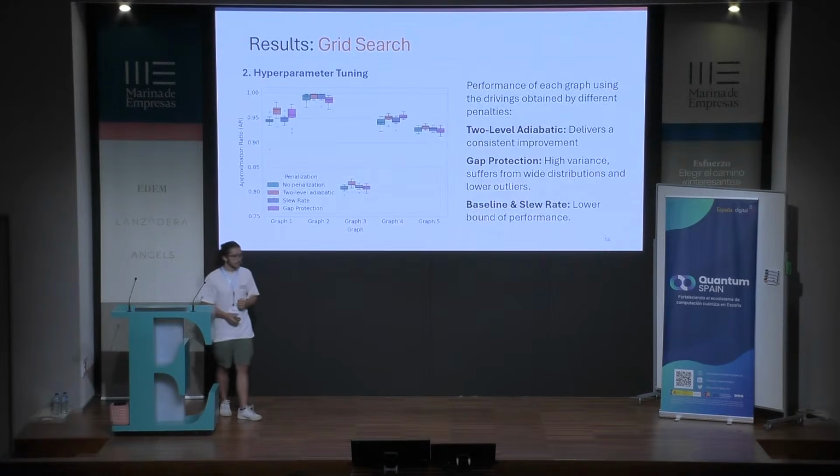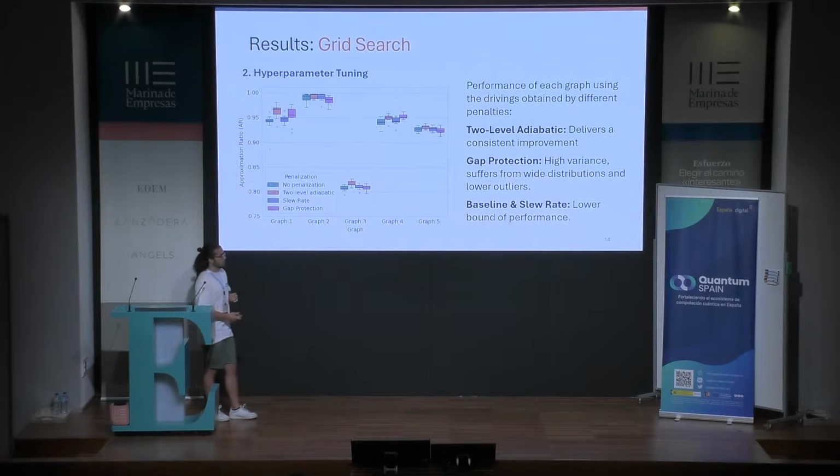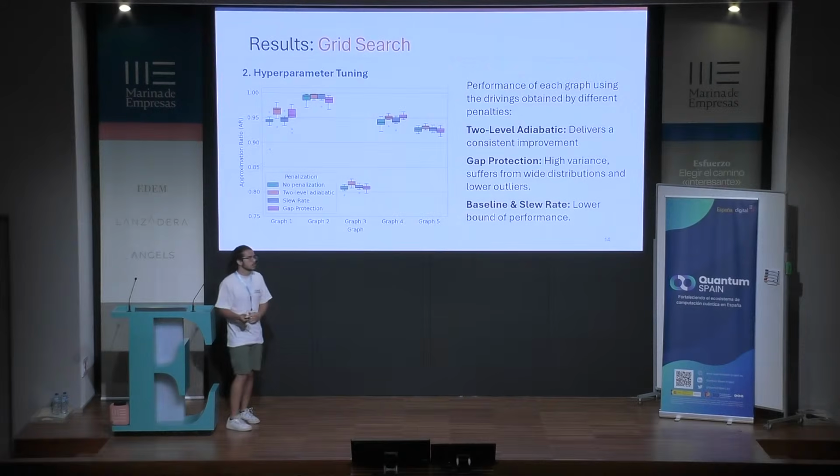and we can study these results in more depth. So here, I'm showing the performance of our top 5 hardest graphs. And the different colors represent the different penalization strategies that we've used. If you look to the orange box, this is the 2-level adiabatic criterion.